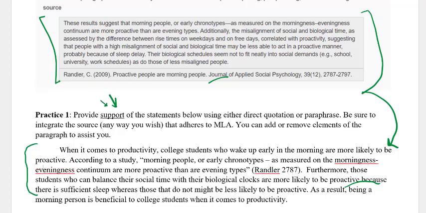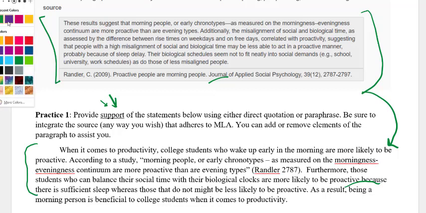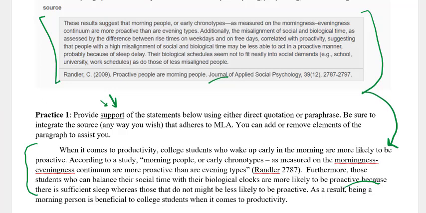So if we say when it comes to productivity, college students who wake up early in the morning are more likely to be proactive, okay? We're saying according to a study, so right away that's our signal phrase. And then we have our direct quotation. This is the meat of it. And then we want to ensure that after that we provide explanation.